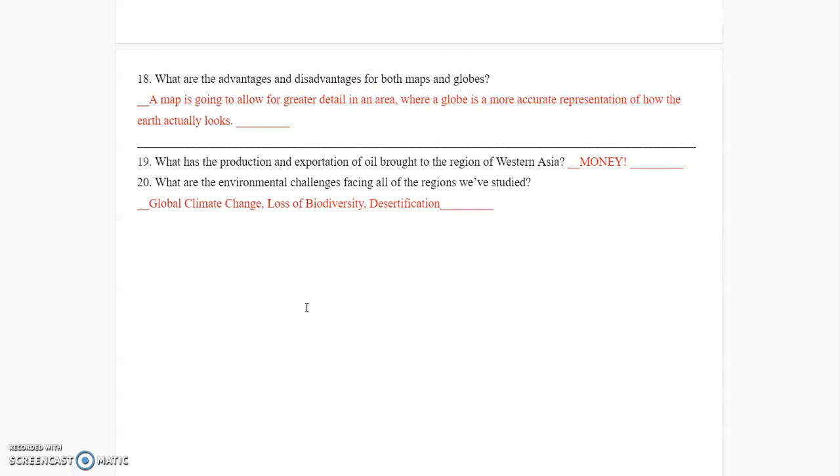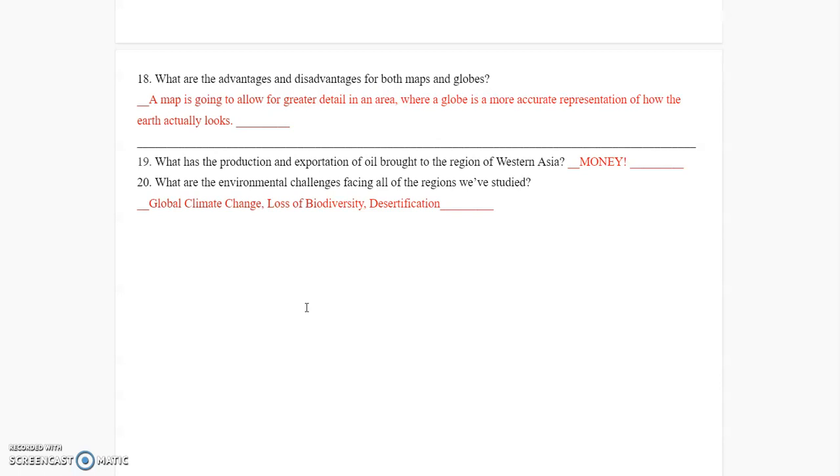19. What has the production and exportation of oil brought to the region of Western Asia? I think in your paper it doesn't say Western Asia. I've added that since. But the biggest thing is it brought money. It's all about the money. It brought in massive amounts of money, which has allowed the region to build the infrastructure that they need. The only thing that's really held them back is the political instability that has come from the fact that the Arab countries are still fighting amongst themselves.